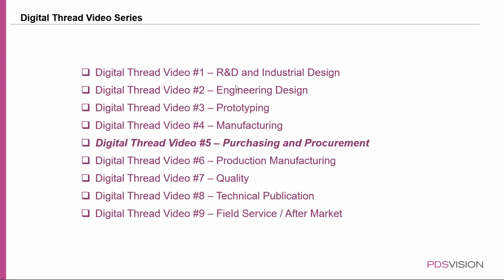Then we've gone into engineering design. We've stepped into prototyping, manufacturing. The one that I'm currently doing, or going to do, is purchasing and procurement. After that, we get into production manufacturing. We get into quality after that, technical publications, and then field service and aftermarket. So each one of those videos, the first 4 are already done.